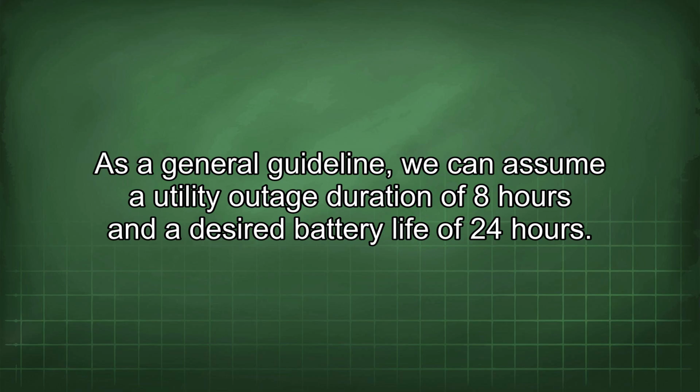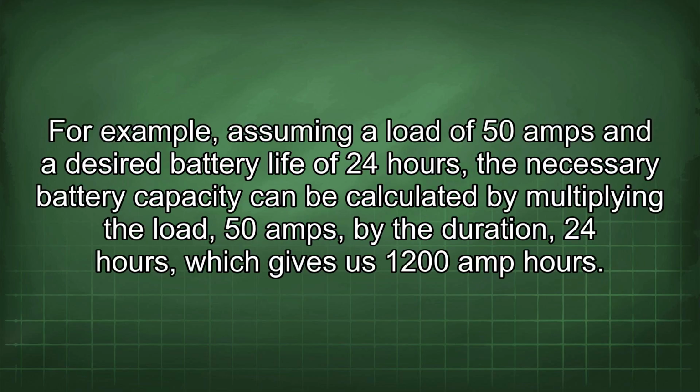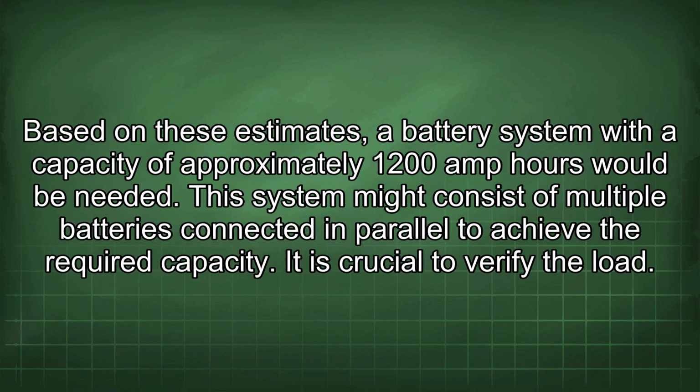24 hours. For example, assuming a load of 50 amps and a desired battery life of 24 hours, the necessary battery capacity can be calculated by multiplying the load, 50 amps, by the duration, 24 hours, which gives us 1200 amp hours. Based on these estimates, a battery system with a capacity of approximately 1200 amp hours would be needed. This system might consist of multiple batteries connected in parallel to achieve the required capacity.